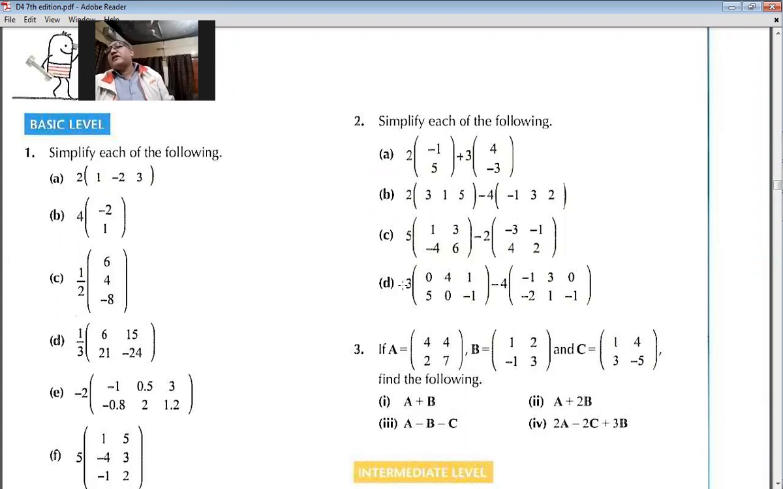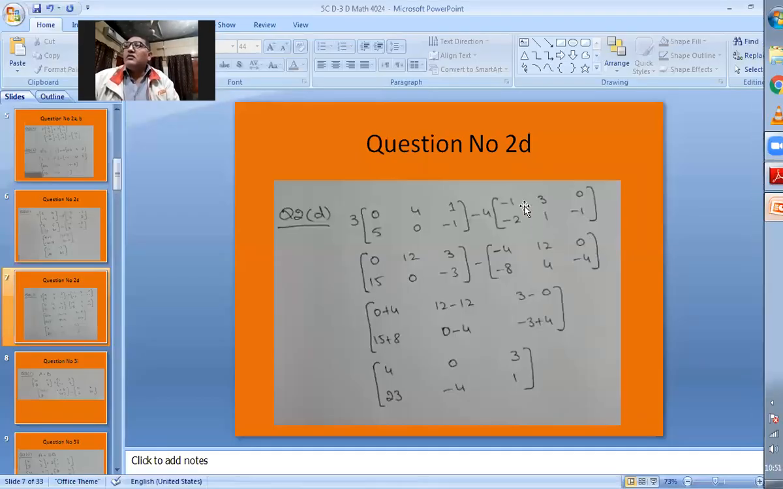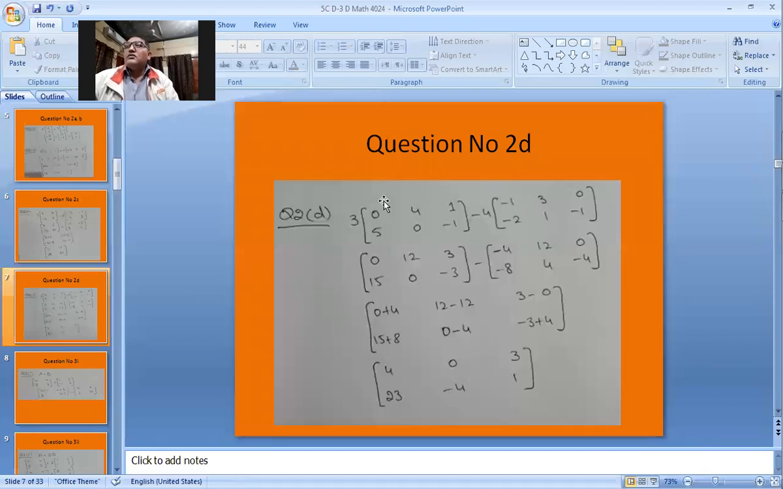Question number 2 and D part, here this 3 is multiplied with this matrix. It has 2 rows and there are 3 columns. This 4, which is basically minus 4, is multiplied with this matrix. It also has 2 rows and there are 3 columns. So this 3 will multiply with all of them. This 4 will go inside, it will multiply with all of them. So this 3 will multiply with this matrix and minus 4 will multiply with this matrix.